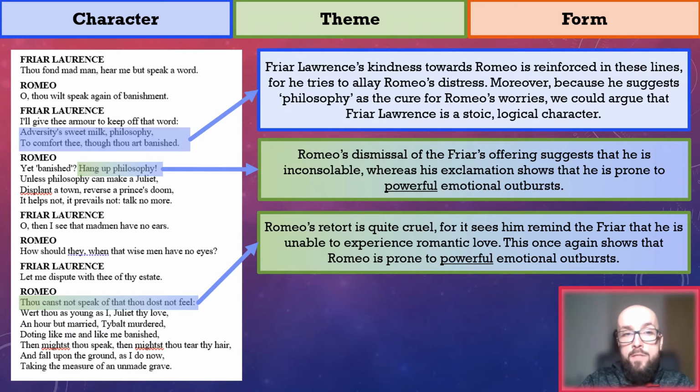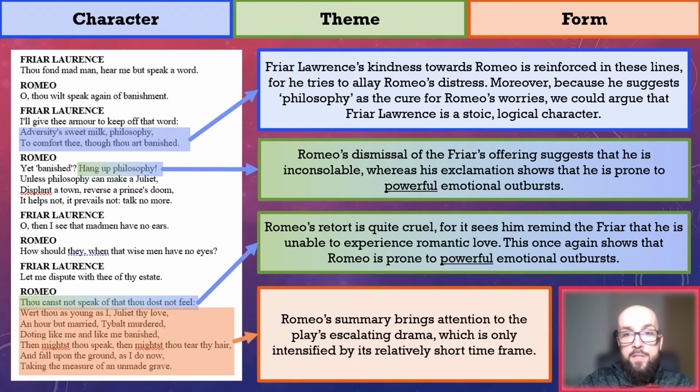Last, Romeo's summary of the play's events at the end of this short extract brings attention to the play's escalating drama, which is only intensified by the play's relatively short time frame. As Romeo expresses, in the space of a day, he has gotten married, sort of unintentionally murdered his wife's cousin, and has then found out that he has been banished. Things really have escalated quickly.